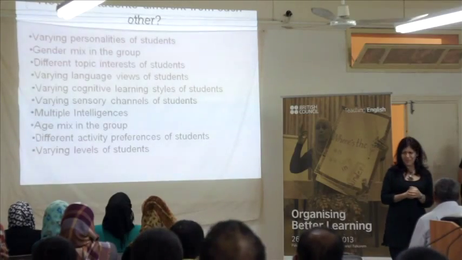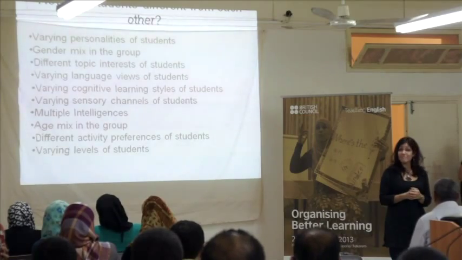Multiple intelligences. Are you familiar with Gardner's theory? Yes. Good, all right. So you will have some students who are naturally more logical, mathematical, some who are more musical, more spatially aware, linguistically aware, exactly. Age mix. Now, you may say, well, they're all the same age. Young learners mature at very different speeds to each other. And it's quite interesting that in the UK, if your birthday is in September, you tend to be the youngest child in the class, okay?